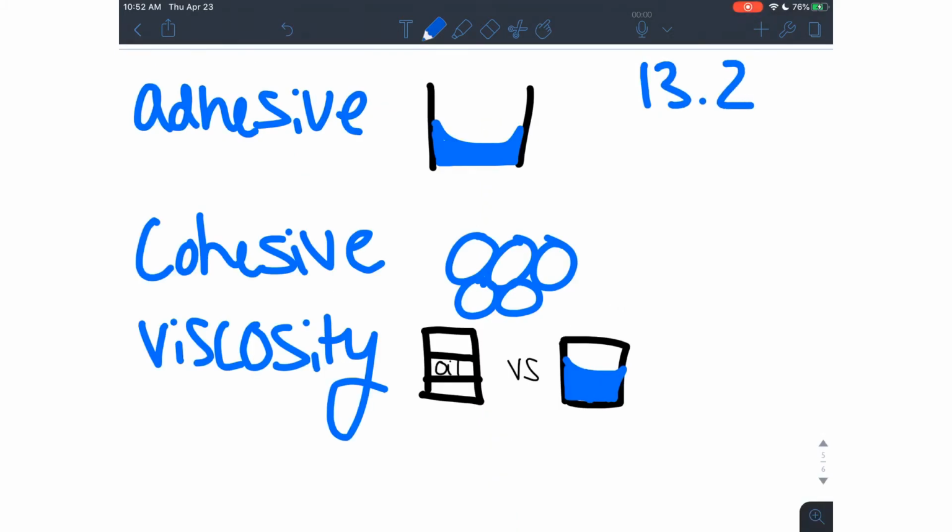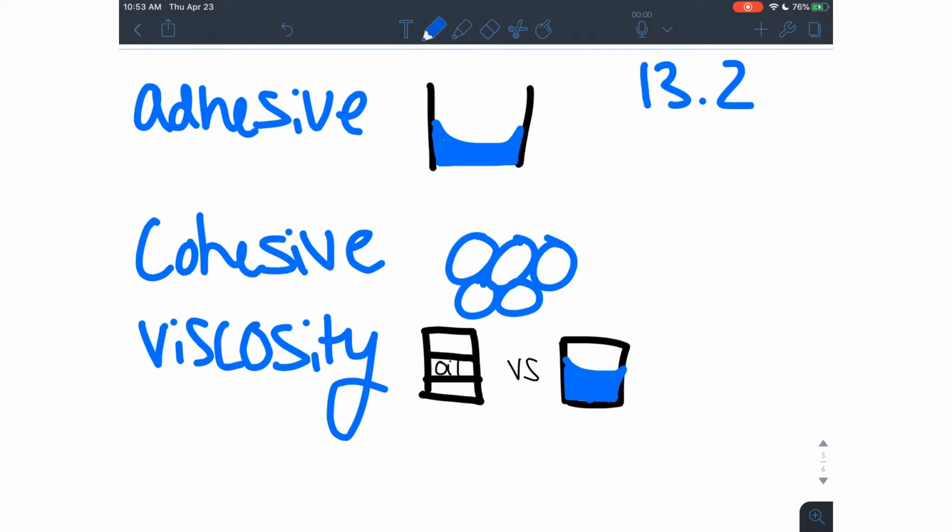So, moving on to 13.2, we're going to be talking about forces within liquids. First, we have adhesive forces, which is when fluid wants to cling to outside forces. As shown here, we have water that tends to cling to the sides of glass, creating a little dip. Next, we have cohesive forces, which is when water is attracted to itself and wants to cling together, such as surface tension, when you touch the surface of water and it wants to stay together and not let your finger break through the water.